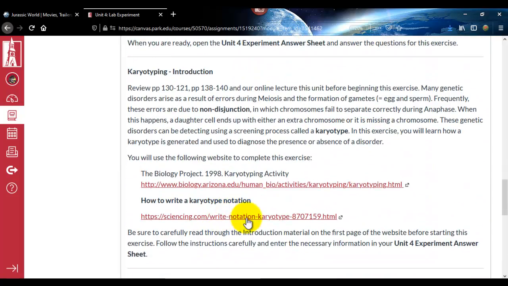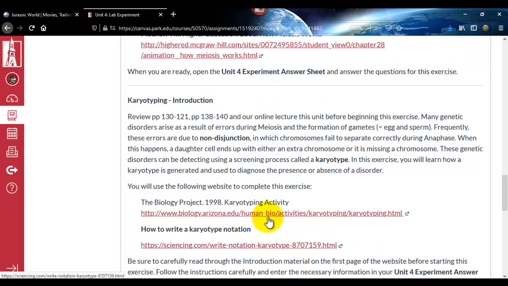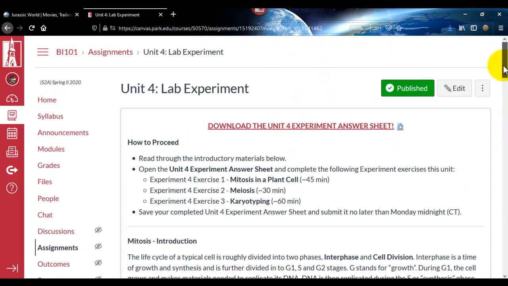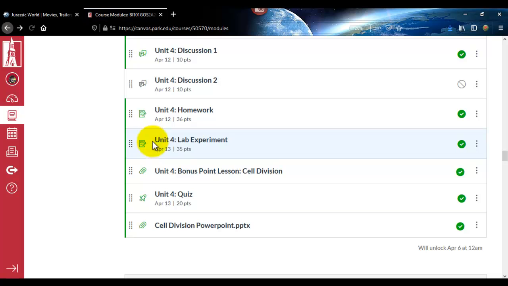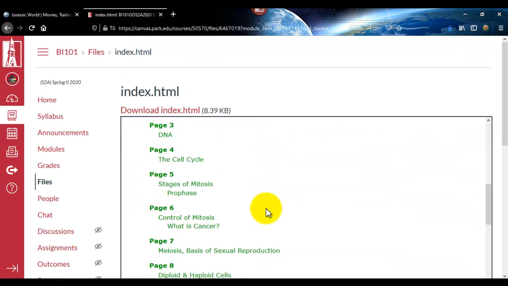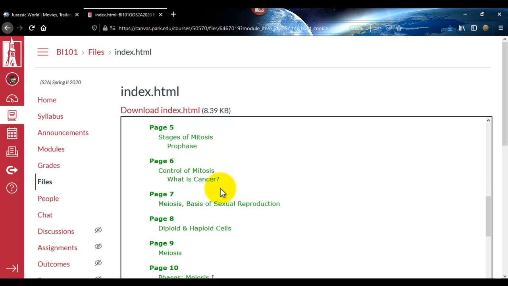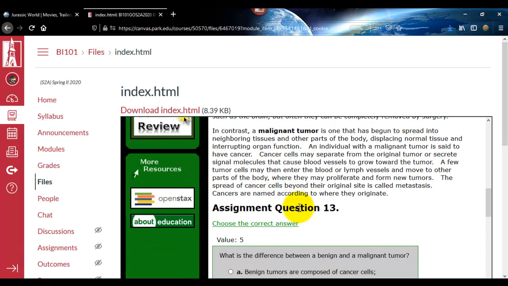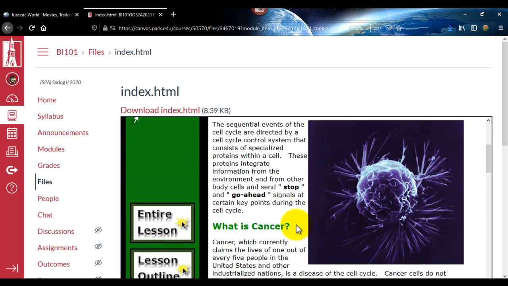Writing karyotype notation is not that difficult. I did include a website for that here, but it's really not that difficult. It's the number of chromosomes and then the genotype XX, XY, and then if they have any extras. This bonus point lesson does have a bunch of good videos in there. It goes through mitosis and meiosis. It does talk about cancer as well, benign tumors, malignant tumors.